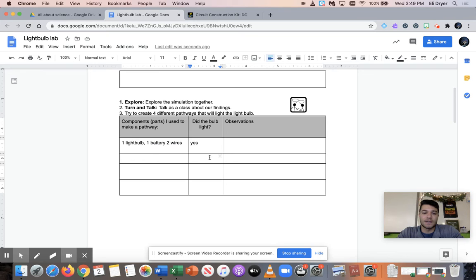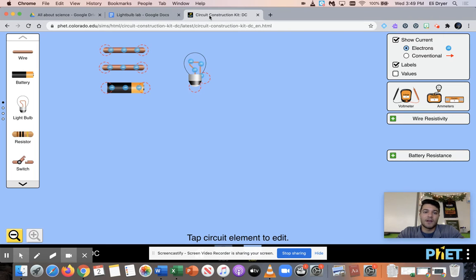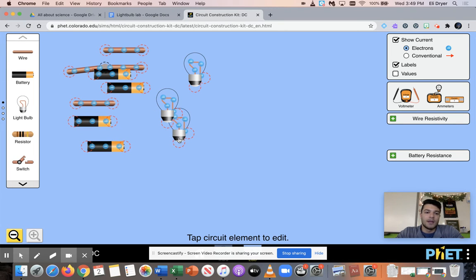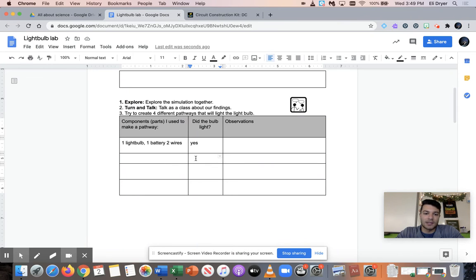After you have this first one done, you have free reign to use as many wires, as many batteries, and as many light bulbs as you want, okay? The only thing that I require for you is that you get them all to light up. You get the light bulbs to light up. You tell me what components you used, and you write down your observations in detail, okay? So you need to do that 3 more times, right?